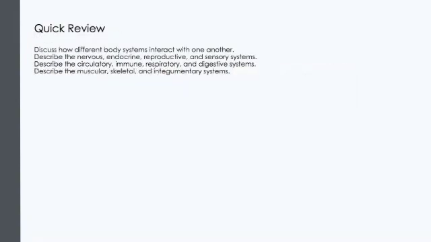So let's recap this chapter. At the end of this chapter, you should be able to discuss how different body systems interact with one another. You should also be able to describe the nervous, endocrine, reproductive, and sensory systems, as well as the circulatory, immune, respiratory, and digestive systems. And you should also be able to describe the muscular, skeletal, and integumentary systems.